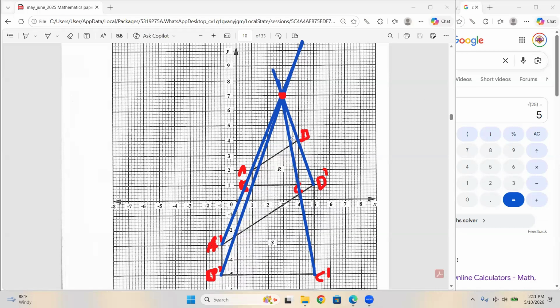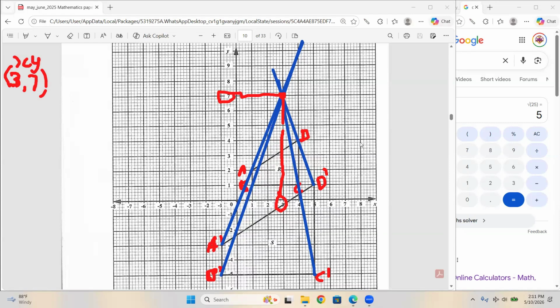So based on the x-axis, the x is 3, the y is 7. So apparently the center of enlargement is going to be (3, 7). We always put x before y, right? 3 is x, 7 is y. So that's what we needed there.